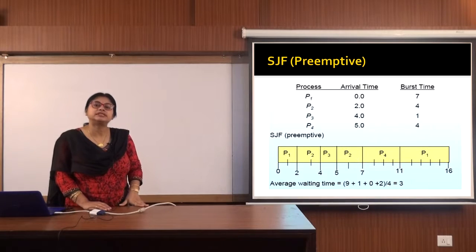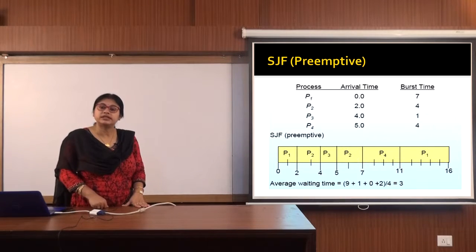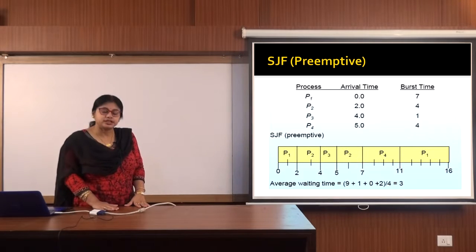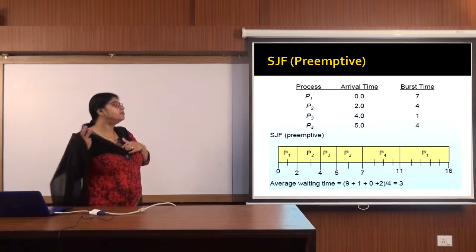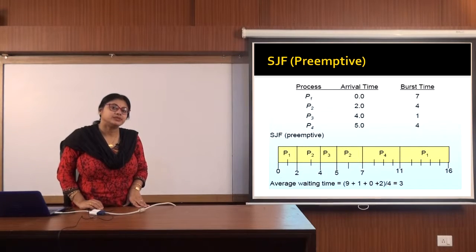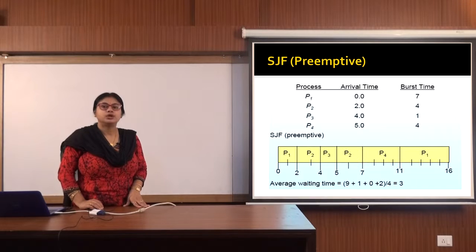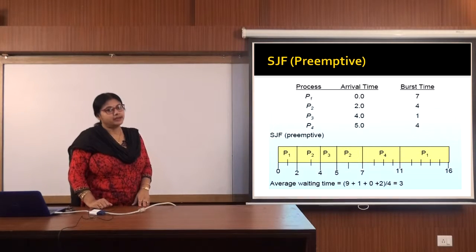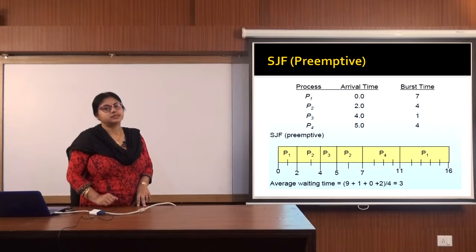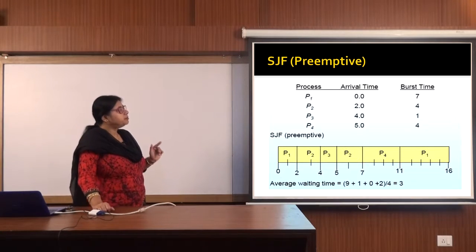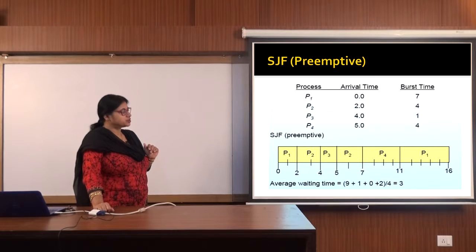P1's burst time is 7, it has already worked for 2 millisecond. So the remaining burst time is 5 at 2 millisecond time period, and P2's burst time is 4. So which has the lesser burst time? Obviously P2. So P1 is preempted and P2 starts working inside the CPU. At 2 millisecond time period, P2 will start its execution.